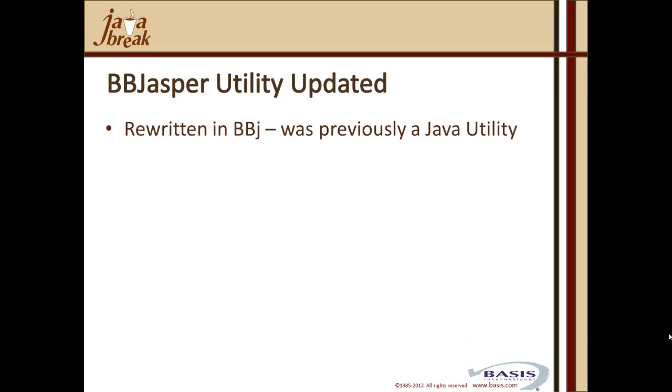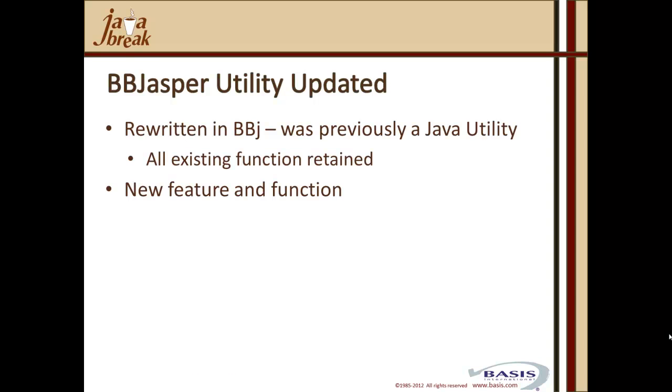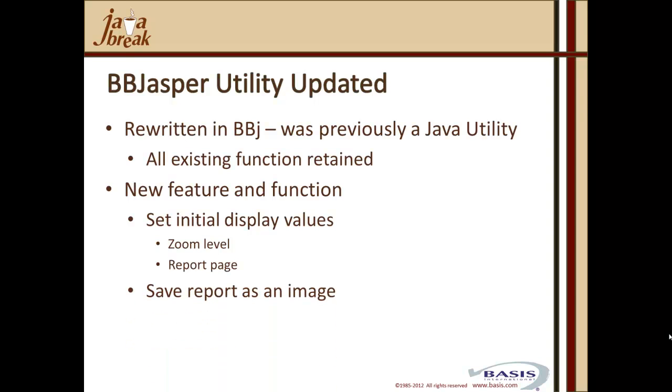Next, we'll talk about an existing Basis utility, the BBJasper utility that has been updated. It's been entirely rewritten in BBJ. It was previously a Java utility. All of the existing functionality is retained, and we've added some new features and functions. Firstly, you can set initial display values for zoom level or report page that it's going to start on, and you can also save the report as an image. In addition, you can add a child window with custom tool buttons to give real meaning to the idea that this is a building block that you can build on and enhance for your own specific needs.